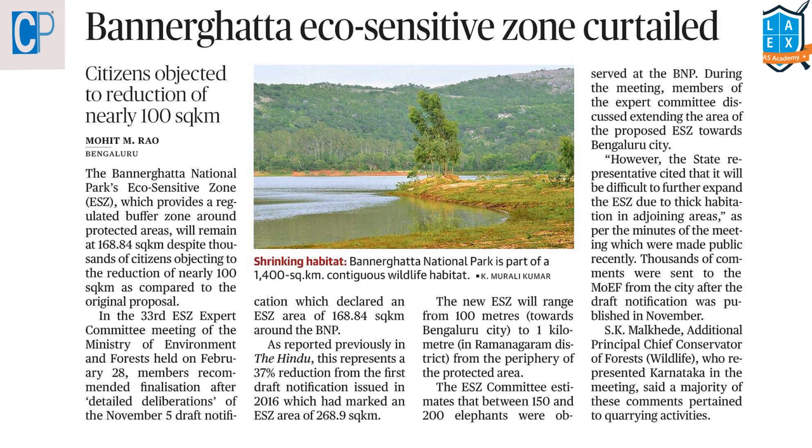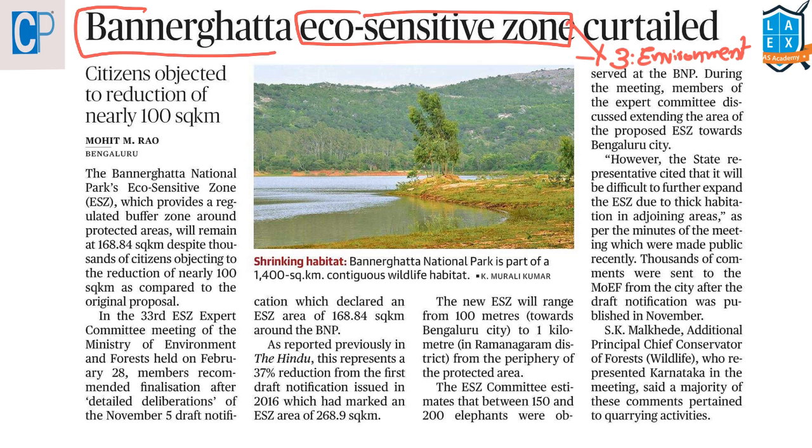The next article is Bannerghatta Ecosensitive Zone curtailed. This article comes under GS Paper 3 under the topic of environment. From this article, what is important for us is to know what an eco-sensitive zone is and where Bannerghatta National Park is located.